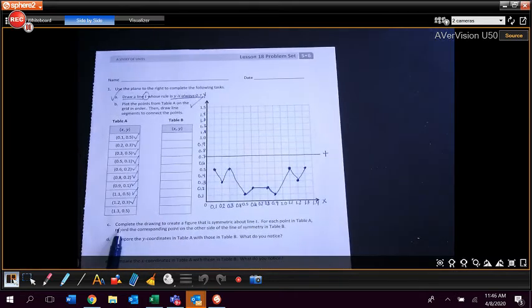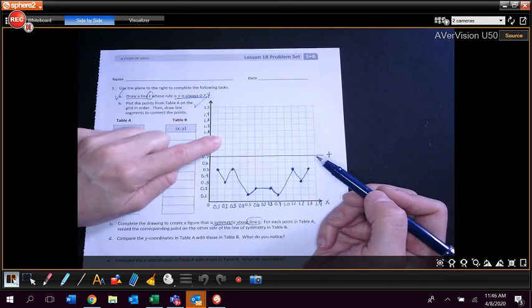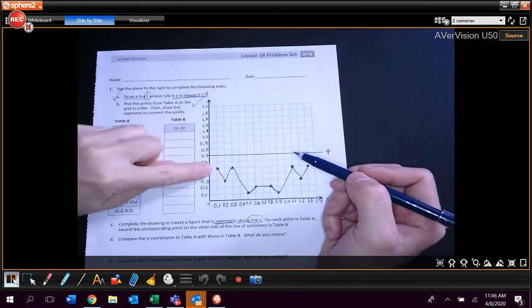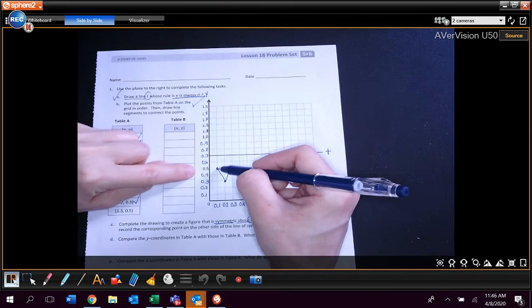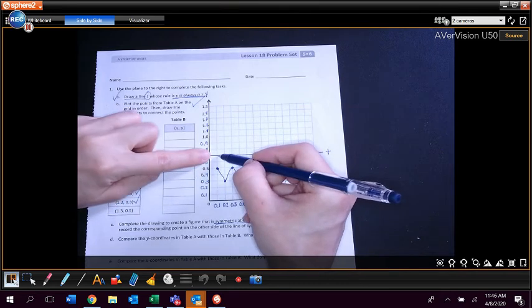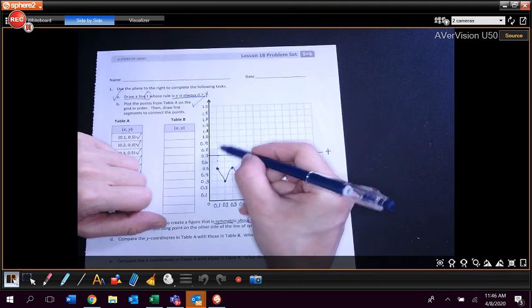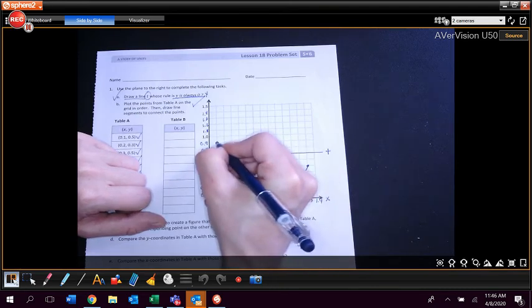So we already did B. Now for C it says, complete the drawing to create a figure that is symmetric about line T. So if this is line T, whatever is up here needs to be symmetric. So remember, all we do is we just start with the dot. So for example, this one. If this is our line of symmetry, it is how many units down? 1, 2. So we're going to do the same thing up. 1, 2. This is our first one.